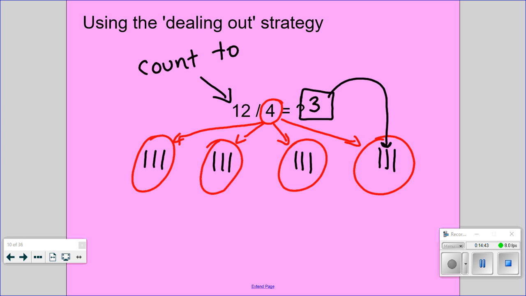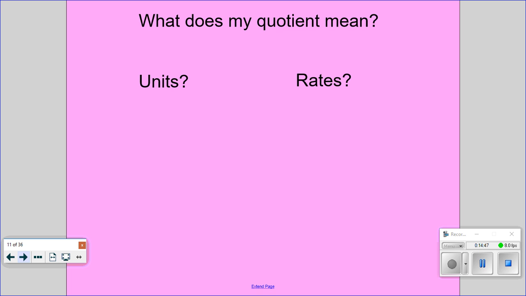Alright, so we're going to look at that quotient a little bit closer. And I want you to write that question. It can either be a subtitle, or if you need to move on to the next page, look at your notebook. If you have room to continue, please continue on that page. If you have plenty of space, please continue. The question I want you to write is, what does my quotient mean? What does my quotient mean?